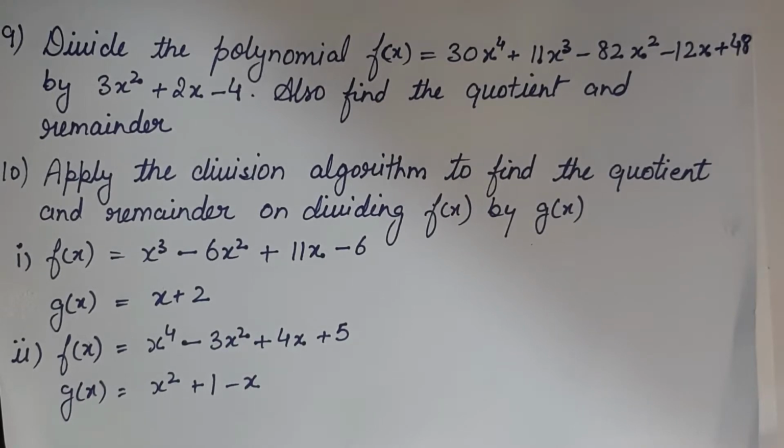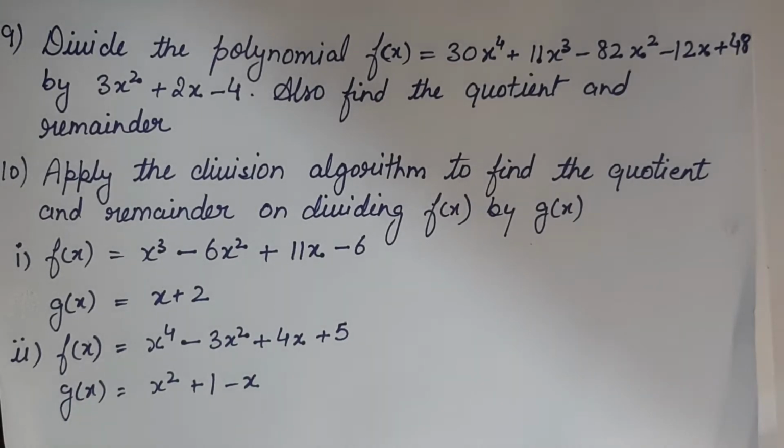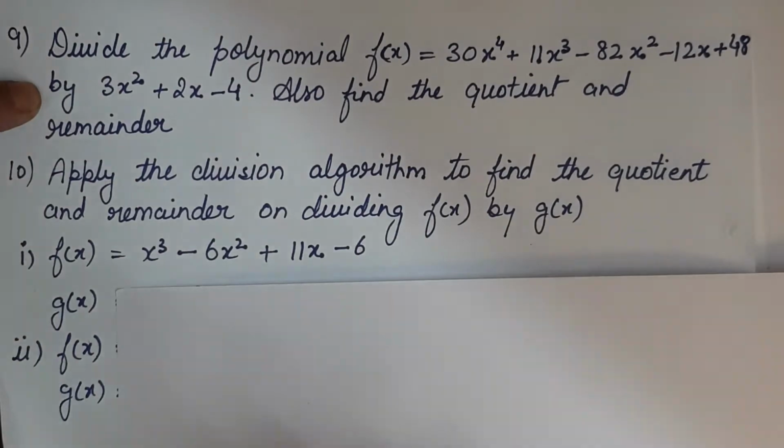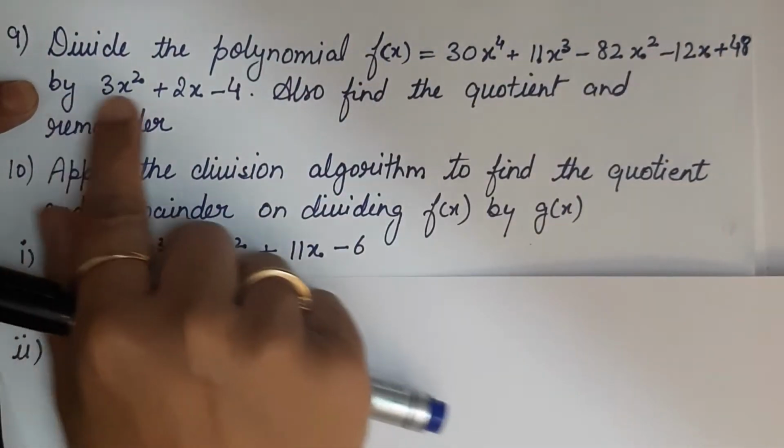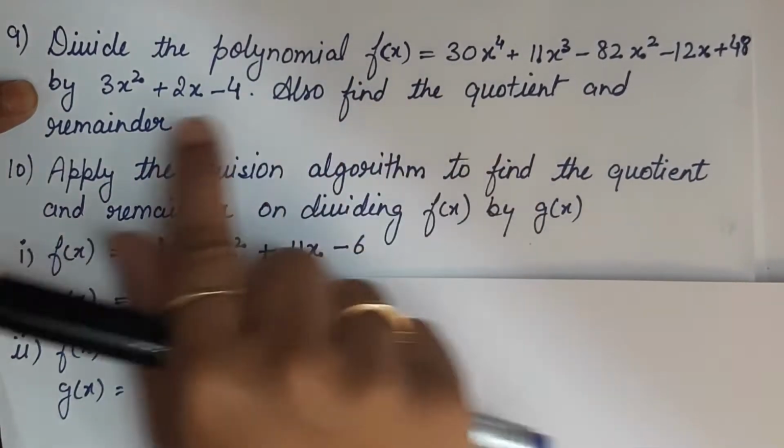So in this video we will solve some questions related to a simple division and the division algorithm. So let's start. See, this is the 9th question. In this they ask: divide the polynomial of this equation by this, and also find the quotient and remainder.